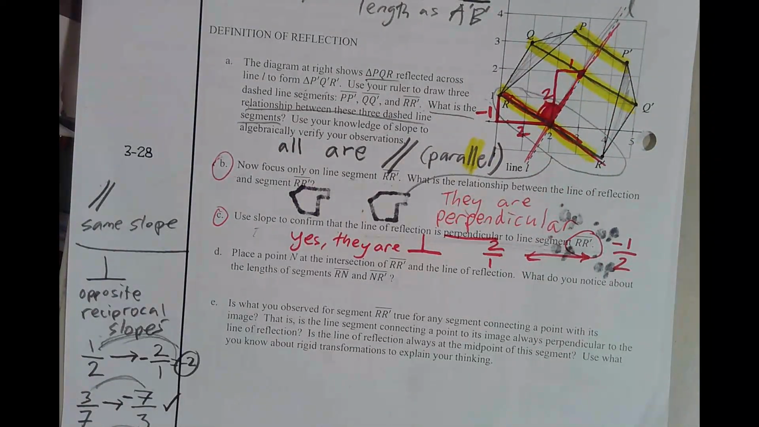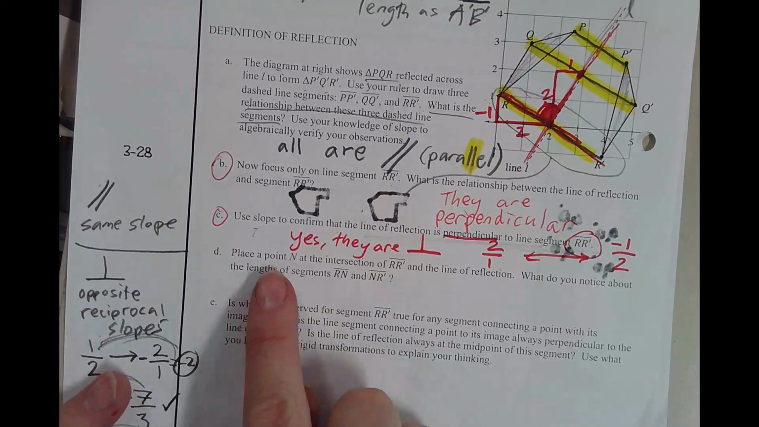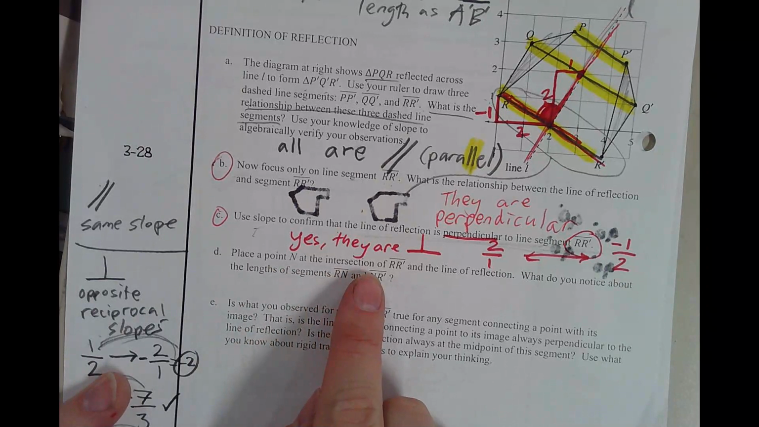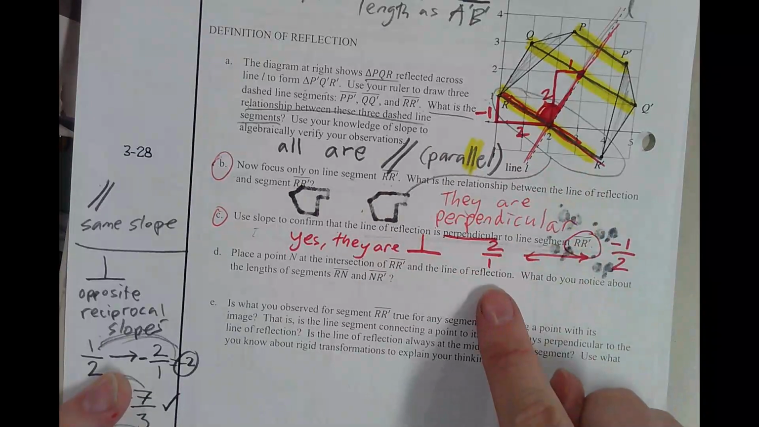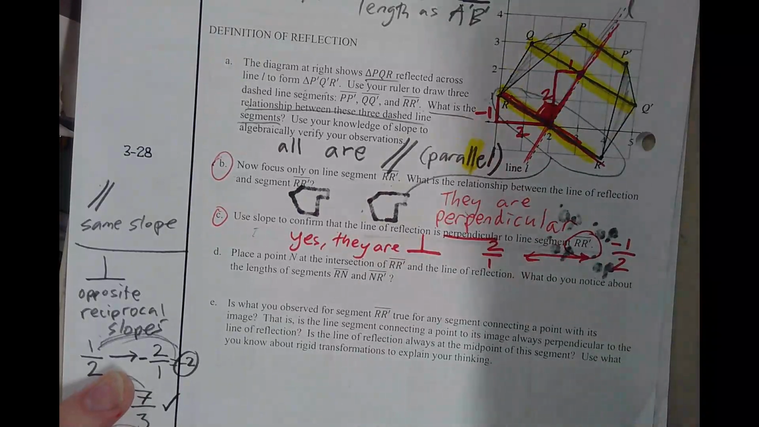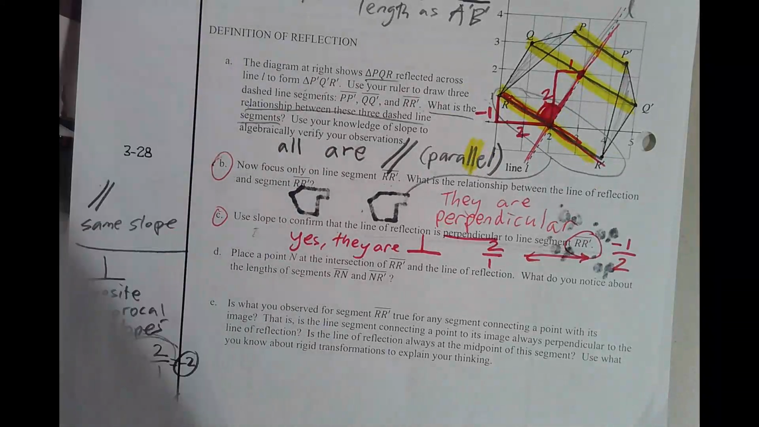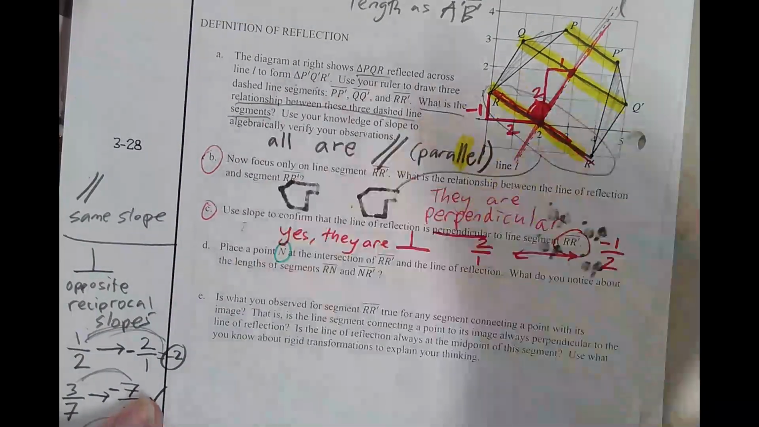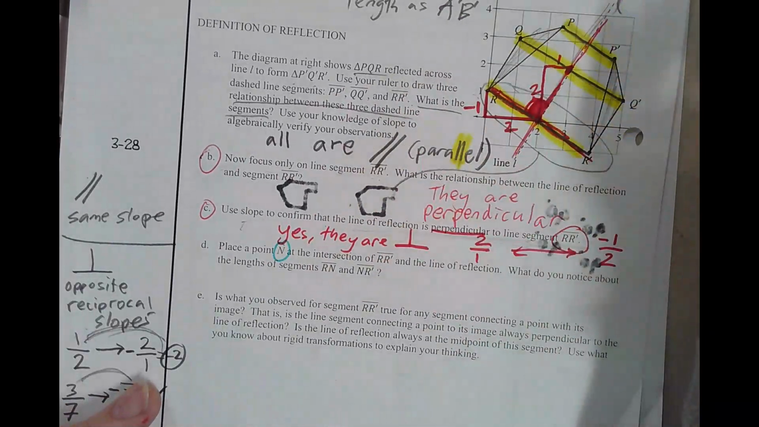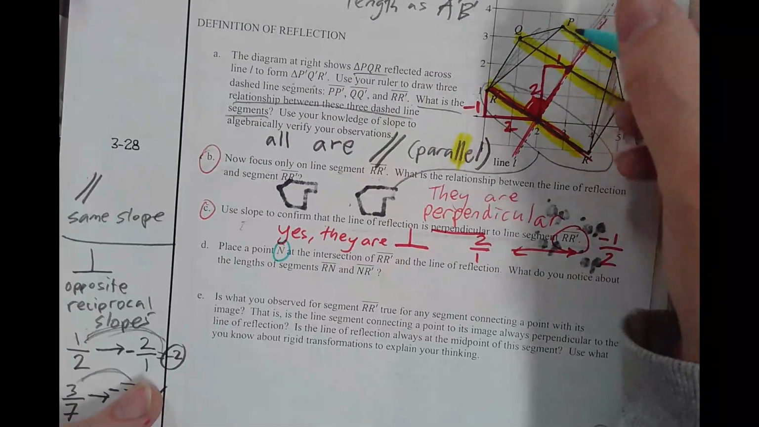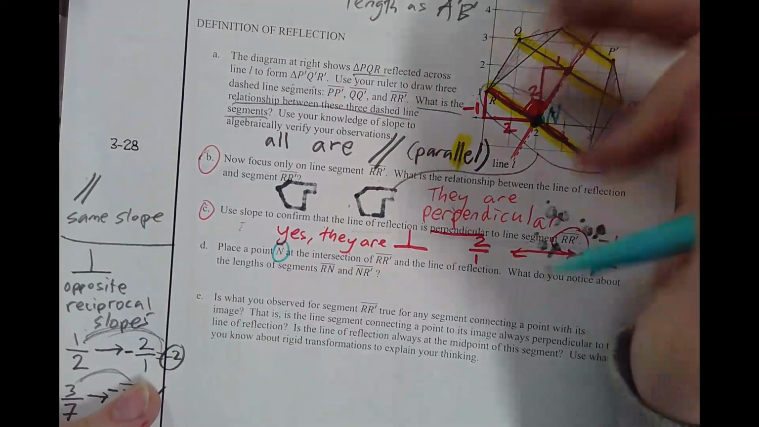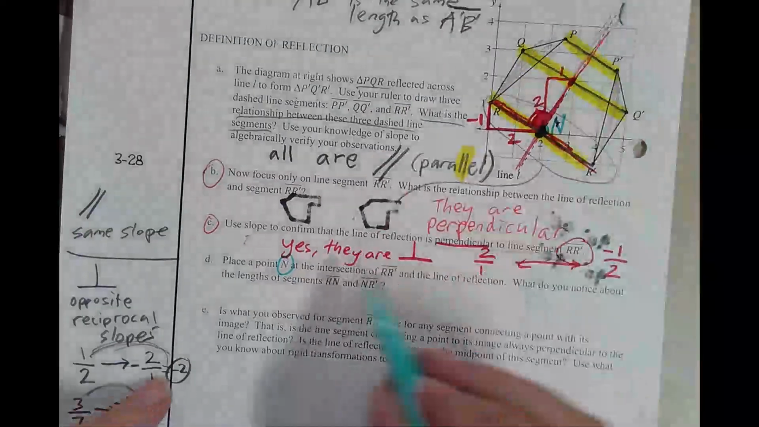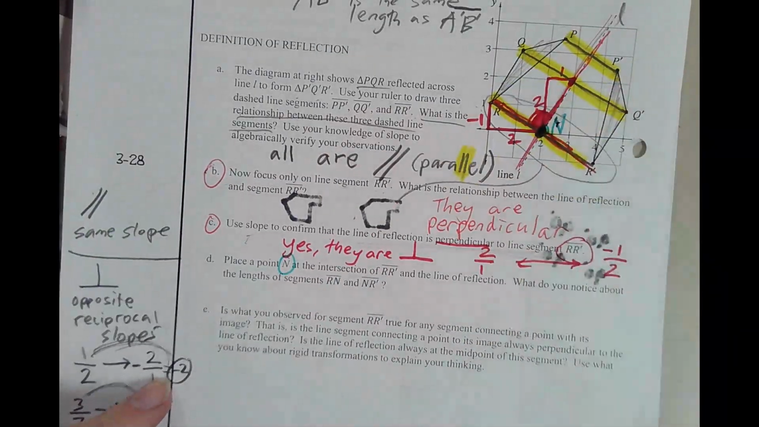Okay, letter D. Place a point N. Well, this is going to be a tough one. Place a point N at the intersection of R prime on the line of reflection. Okay, let's see if we can do that. I need some color here, maybe. Place a point N on R prime where that intersects with the line of reflection. Okay, that means right here. They want us to call it N, point N, right there. The intersection point.